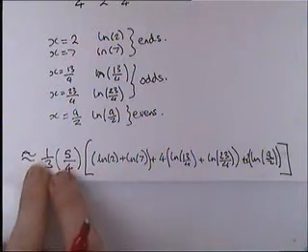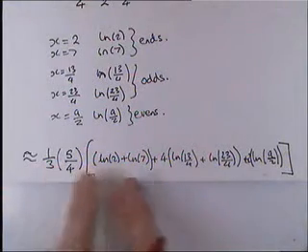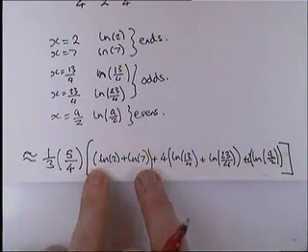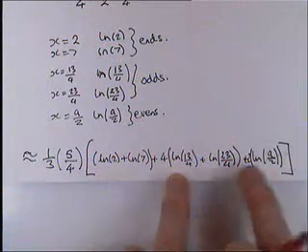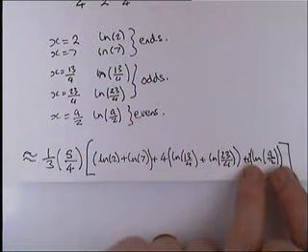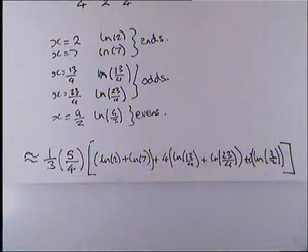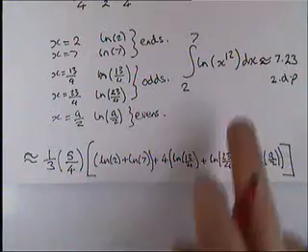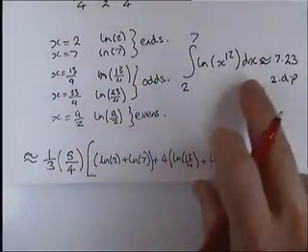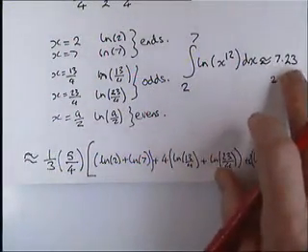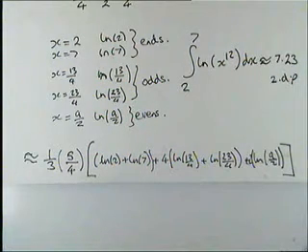So I've got a third of h, the whole of the ends, 4 lots of the odds, and 2 lots of the evens. I'll carefully put that into my calculator, and I want you to do the same and see what answer you get. So pause the video. And you should get an approximate answer of 7.23 to 2 decimal places. Just check your calculator if you haven't done that, and make sure you've substituted correctly.